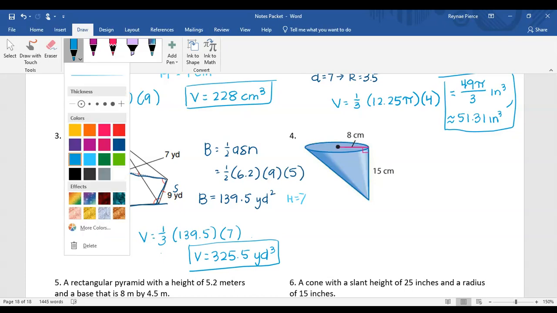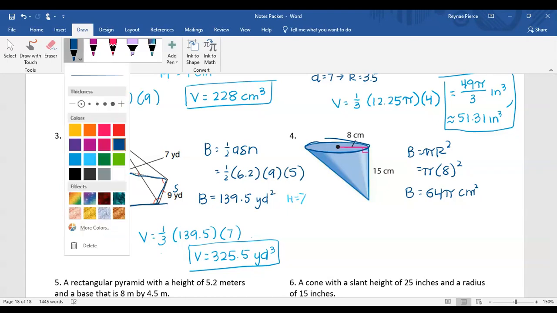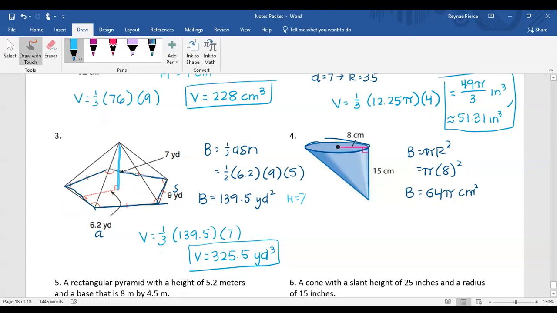This time we are given the radius of that circular base. So pi r squared is how we're going to find the area of that base. Area of 64 pi square centimeters. Now, just because the vertex is not directly above or below the center does not change the fact that vertex to base is our height. And it is perpendicular, so our height here is 15.